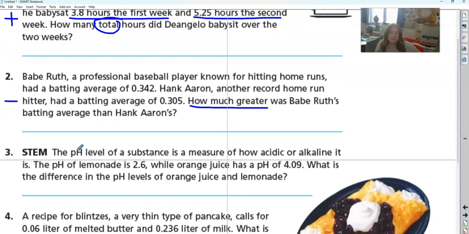The pH level of a substance is a measure of how acidic or alkaline it is. The pH of lemonade is 2.6, 2 and 6/10, while orange juice has a pH of 4 and 9 hundredths. What is the difference? So we're not putting them together. Here's lemonade. Here's orange juice. We're finding the distance between them and their pH levels. So again, we want to subtract, make sure the 2 and the 4 get lined up. So our decimals get lined up. We're going to have to add that 0 in here to make sure that there's the right amount of places.